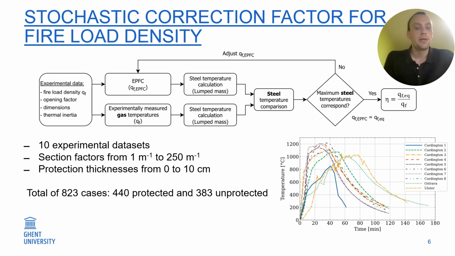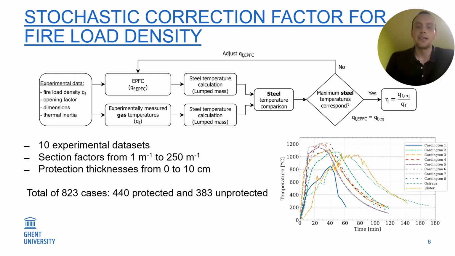In this case, we did this for 10 experimental data sets, of which the gas temperature time curves are given on the picture here on the right. We looked at section factors ranging from 1 over meter to 250 over meter, and protection thicknesses from 0 to 10 centimeters. So we were considering both unprotected and protected elements. In total, we had 823 cases. Of those 823 cases, 440 were protected and 383 were unprotected.